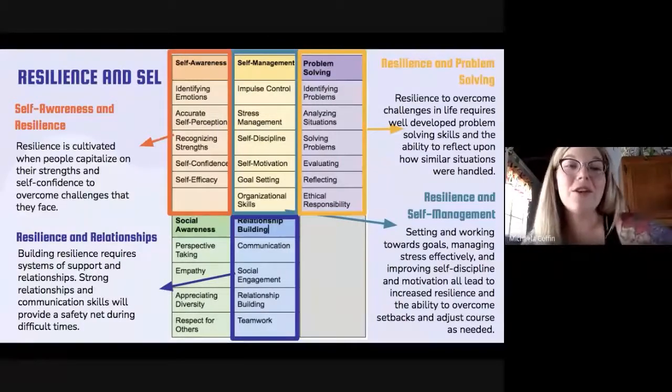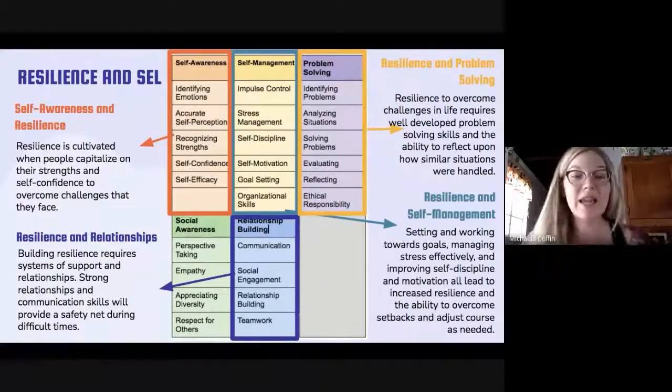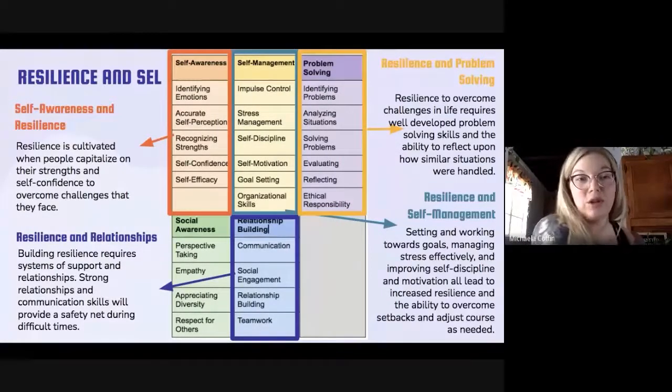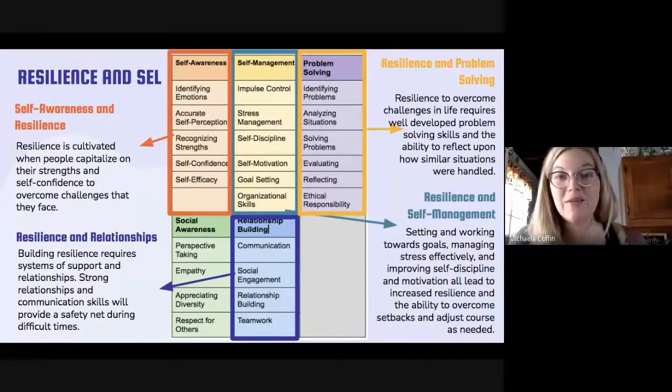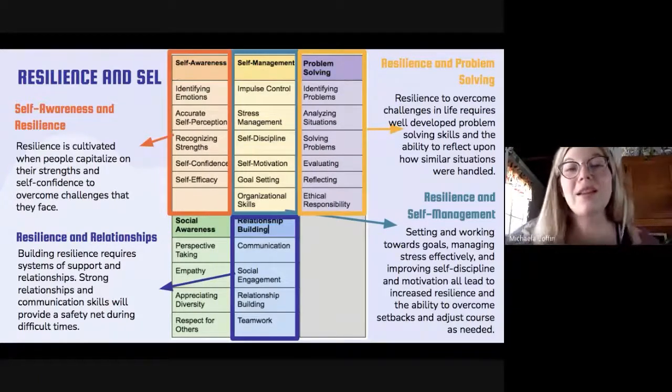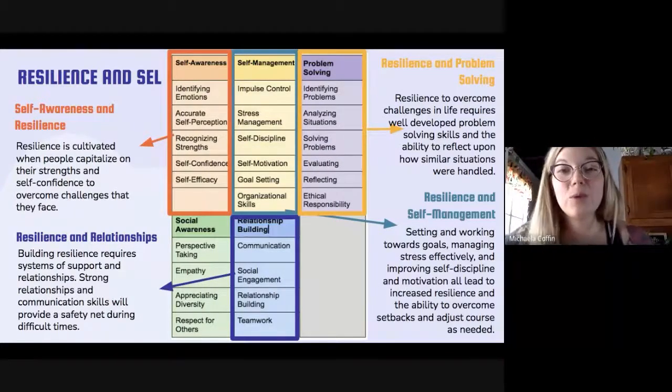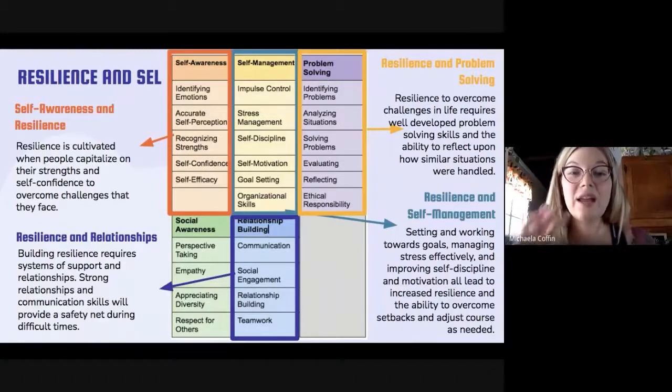So then if we look at our resilience and how it connects to social and emotional learning, and if you've been to any of our previous sessions this year, you know that we're really big on social and emotional learning. So luckily resilience really goes hand in hand with this. And if you're teaching explicitly or incorporating social and emotional learning in any way into your classroom, chances are you're already helping your students become more resilient.